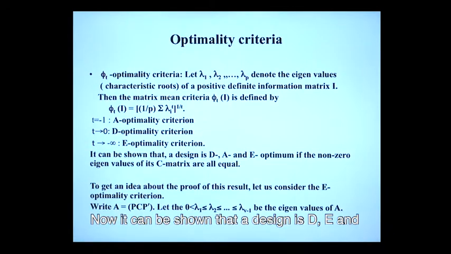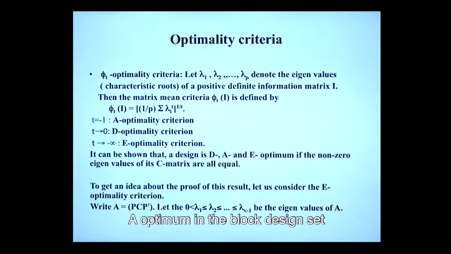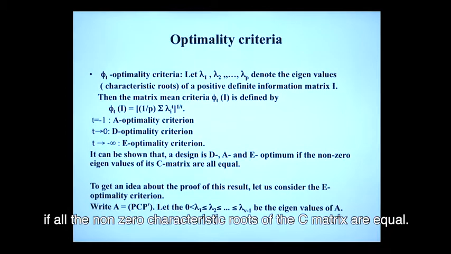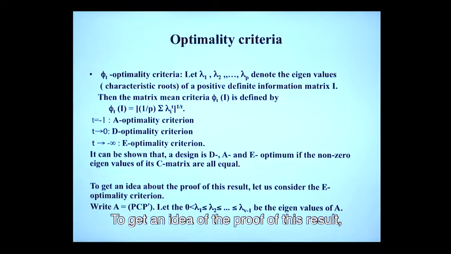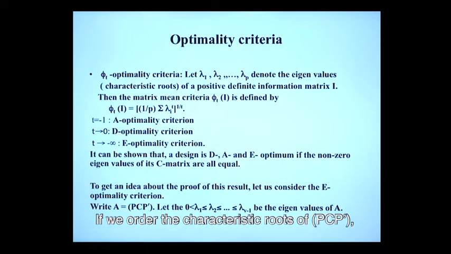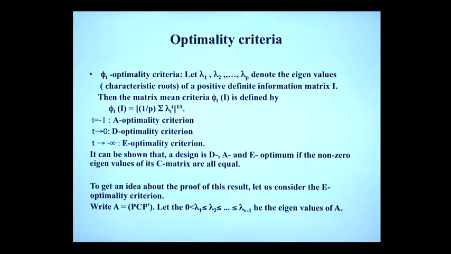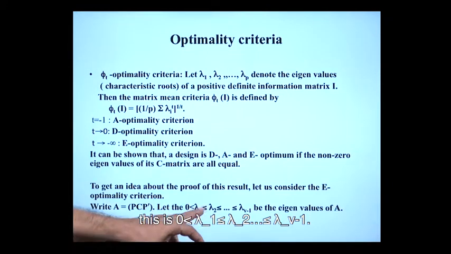Now, it can be shown that a design is D, A and E optimum in the block design setting if all the non-zero characteristic roots of the C matrix are all equal. To get an idea about the proof of this result, let us consider the E optimality criteria. Here we want to maximize the minimum characteristic root, that is lambda 1. If we order the characteristic roots of P C P prime, this is 0 less than lambda 1 less than or equal to lambda 2 etcetera less than or equal to lambda v minus 1.